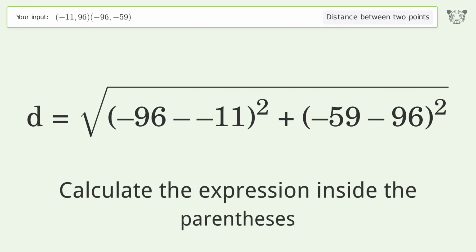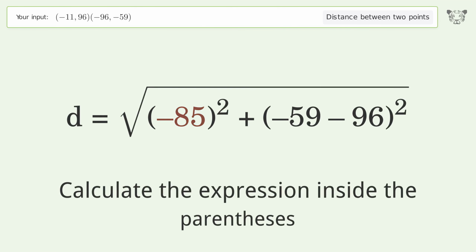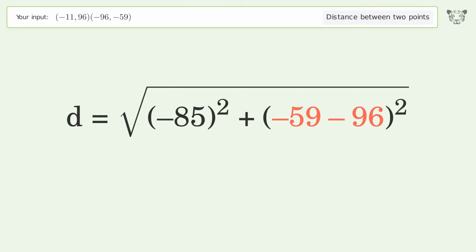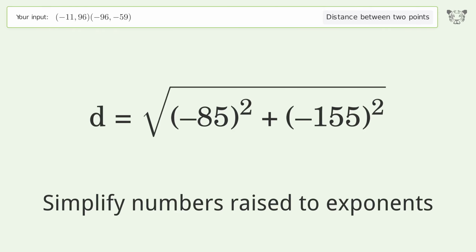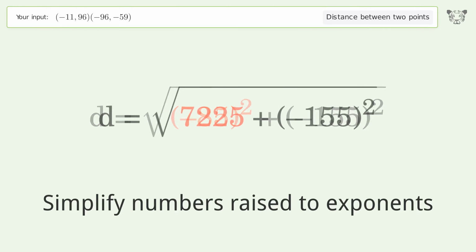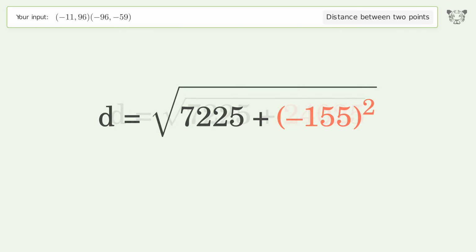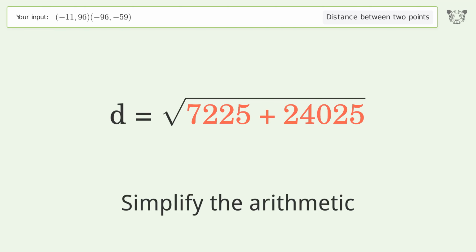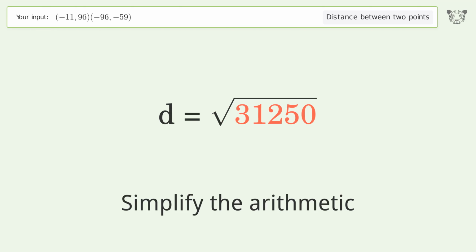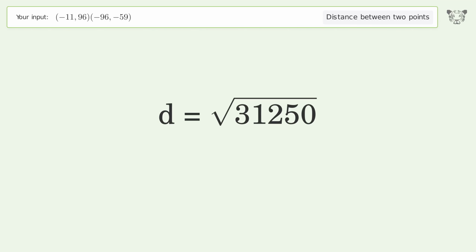Calculate the expression inside the parentheses. Simplify numbers raised to exponents. Simplify the arithmetic. And so the distance between the 2 points is the square root of 31,250, or 176.777.